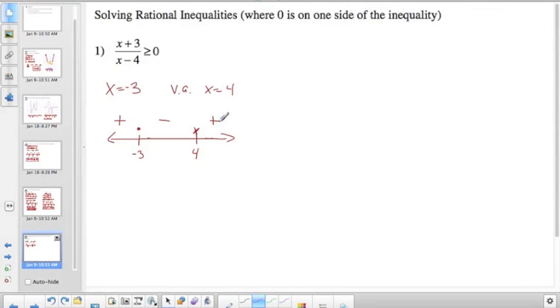So I want to know when this is greater than or equal to 0. So my positives, that will be from negative infinity up to and including 3. And then it's positive again, greater than 4. Remember that 4 is not a possible x value, because it is not in the domain. So we will use a parenthesis there and go to infinity.